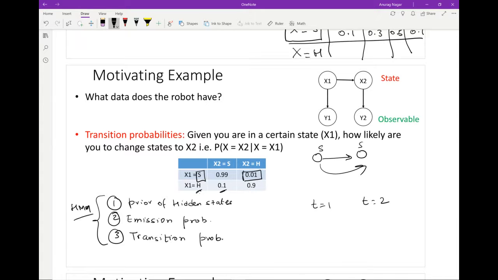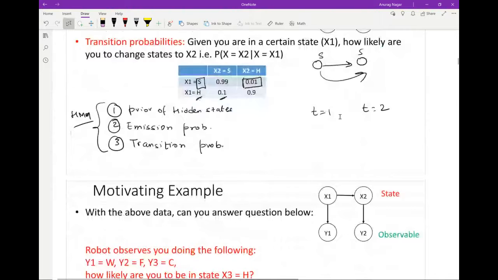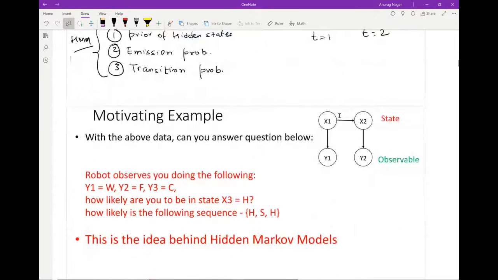So my claim is if you know all these things, you can figure out everything that you need to know about a hidden Markov model. That's my claim, and let's see if that claim is valid or not. Okay, now let's look at a very simple example. Suppose the robot observes you at 3 times. First time you are watching the Game of Thrones, time 2 you are Facebooking, time 3 you are crying.